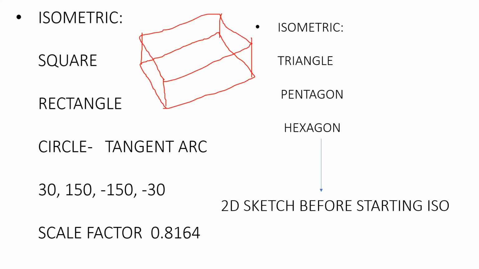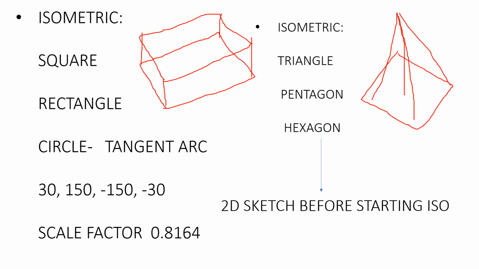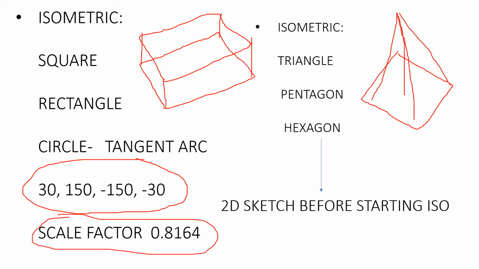If it is a pyramid, normally what we do is we'll have the base like this, and from the center we take up the height, then from each corner we join the lines like this. That's about a pyramid. This is very important. And one more important thing is that we are going to have a scale factor. Once you do everything right, you need to convert the whole combination of solids into the isoscale, where it comes to 0.8164.